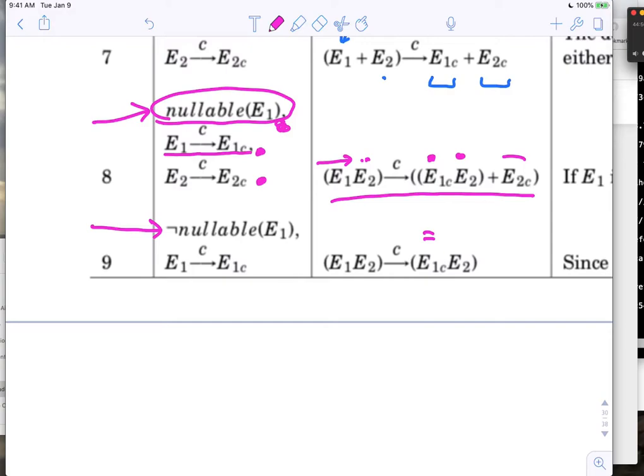This might be silly, but I forget. Is the Boolean operator we're using for OR, that plus sign, exclusive OR? No, this is a regular expression plus.